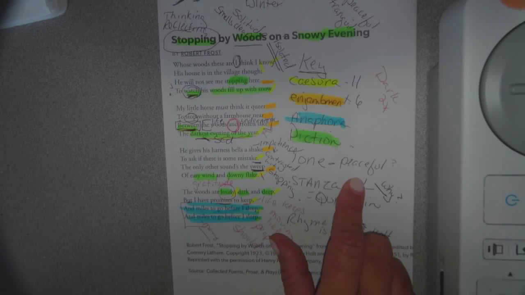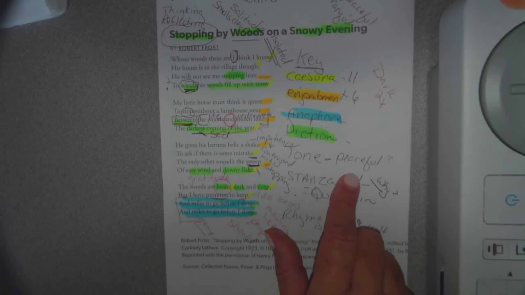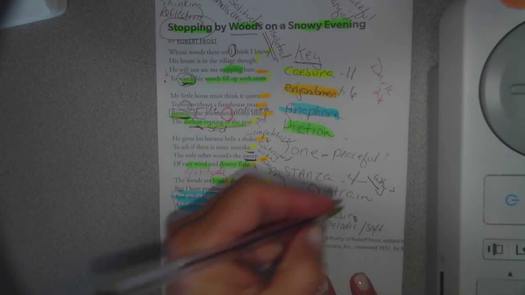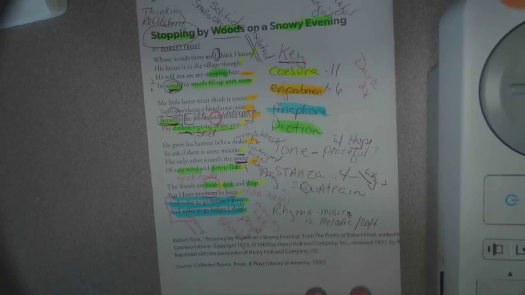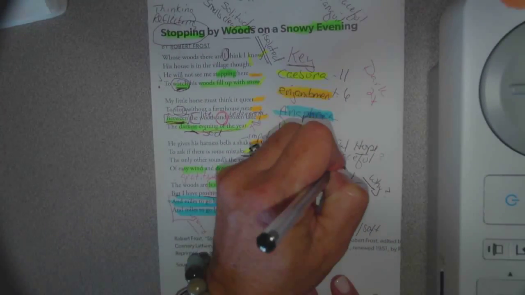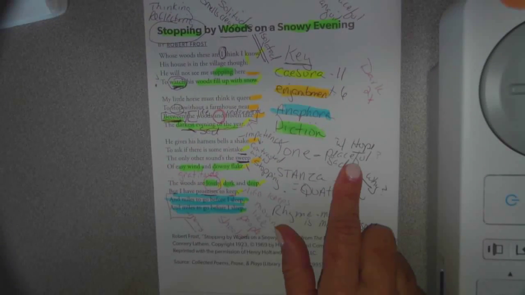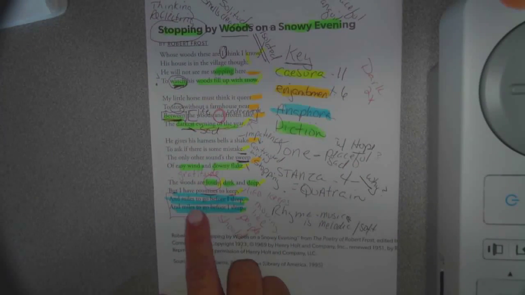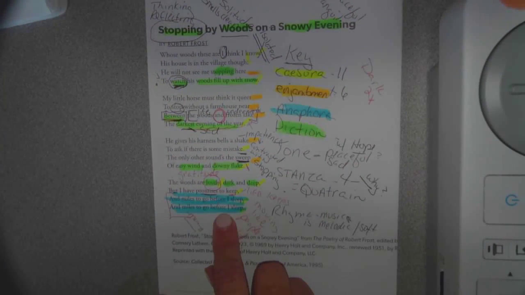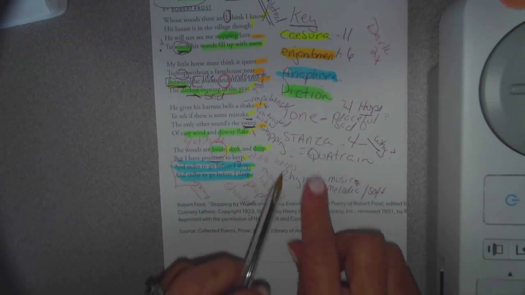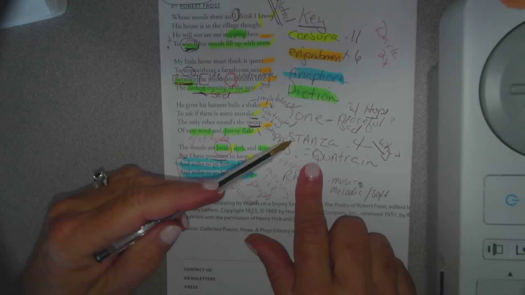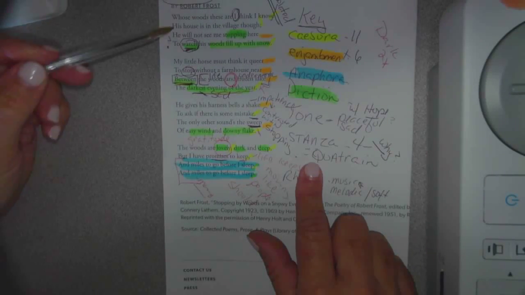So now, what is the tone? The tone is peaceful. It's still peaceful, isn't it? But it's peaceful with the idea, with hope. It's peaceful, it's sad, but it also has hope, doesn't it? Because he says, I still have miles to go. So therefore, we know he's not stopping forever. You see that? Isn't that beautiful?